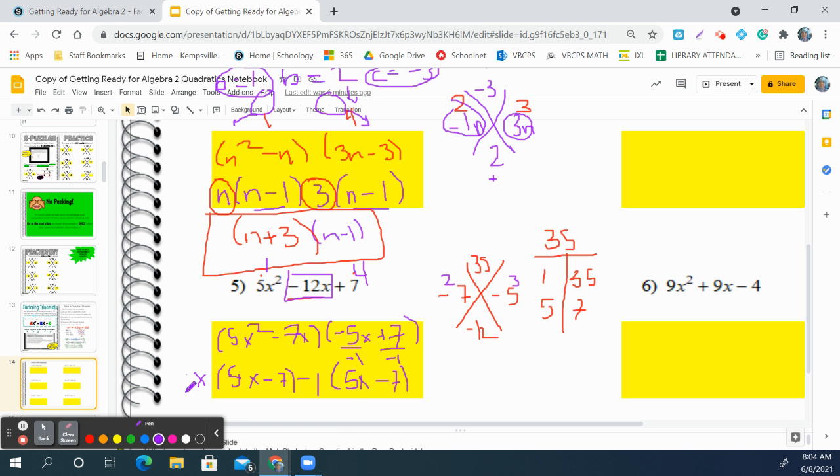So now we got to rebundle that. So I've got x minus 1, and 5x minus 7. Okay.